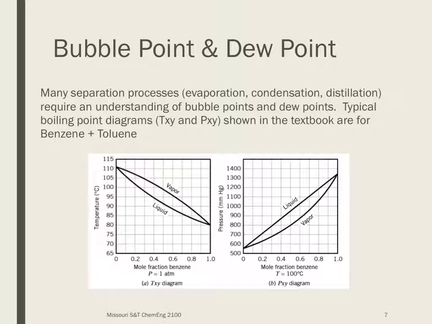Now, what I've shown here is one very well-behaved system, benzene plus toluene. In this particular case, I have a graph of temperature versus X and Y and pressure versus X and Y. We're going to read temperature or pressure along the vertical axis, and the horizontal axis is going to be mole fraction, of both the liquid and the vapor. So X is my liquid, and Y is my vapor. We can put both on the same scale, and we know that they have to go between 0 and 1, so the curve is limited between 0 and 1.